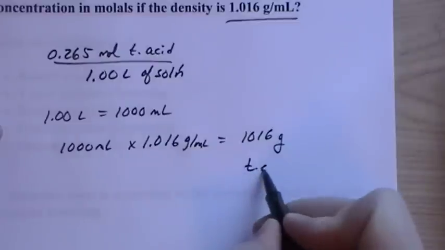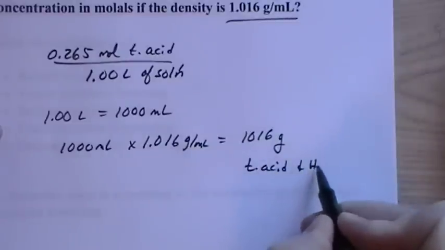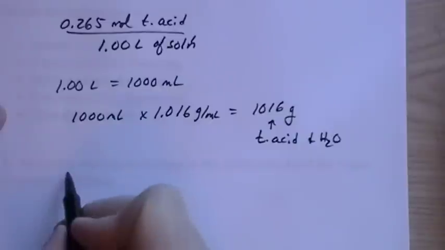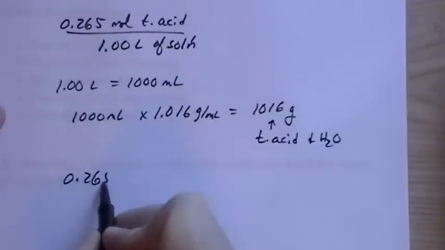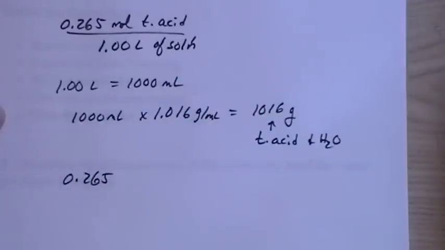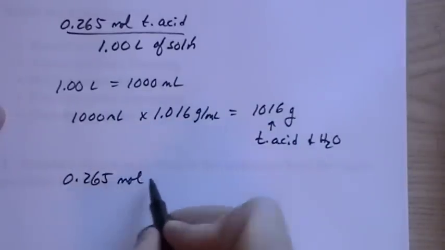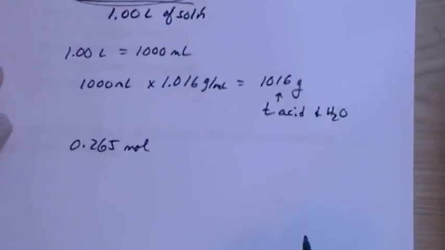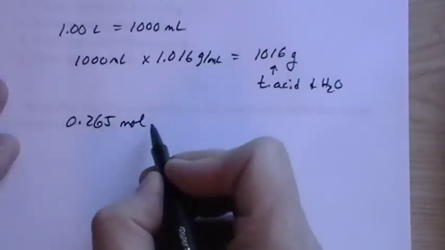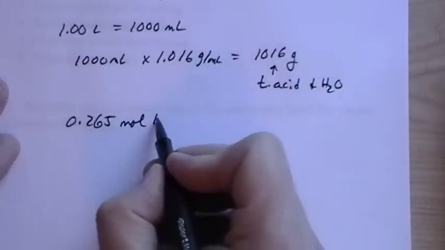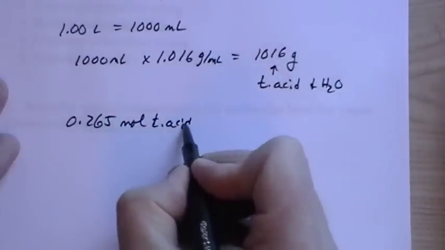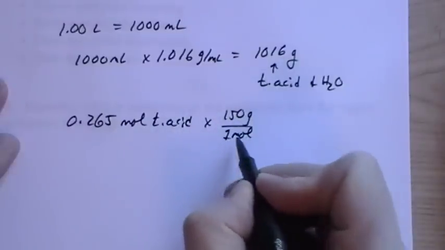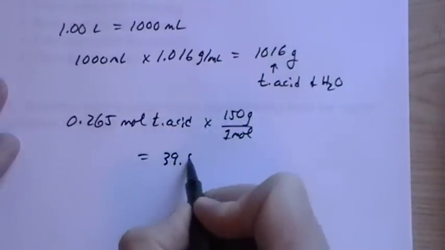So this is the tartaric acid and the water together. So now we have to subtract off the mass of the tartaric acid. That will give us just the mass of the water, which we convert to kilograms. And we already know what the moles of the acid is. That's right there. So that'll go on top of our molals, or to solve for molals. So I'll call this T acid. It's 150 grams, or that's what I calculated it to be. So this comes up to be 39.8 grams.